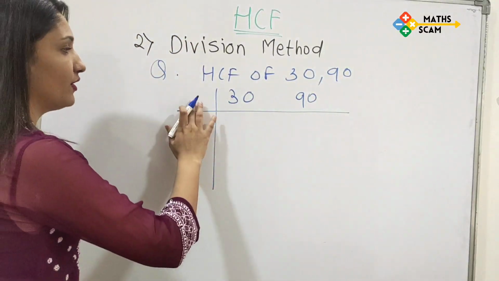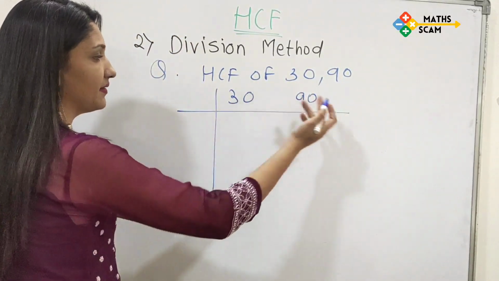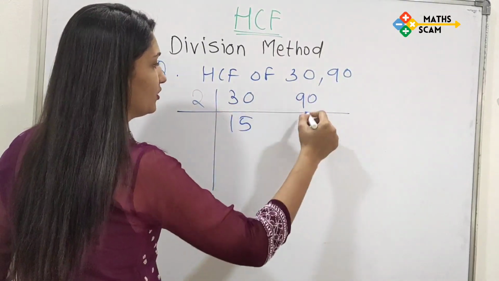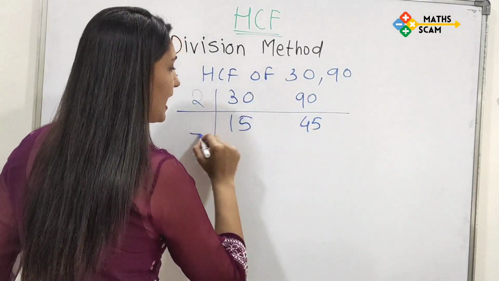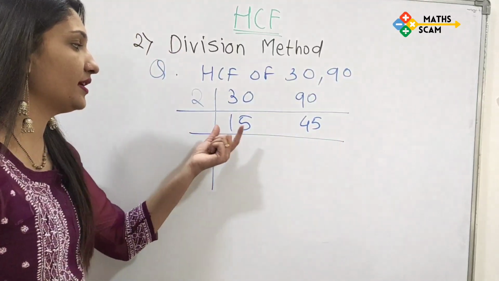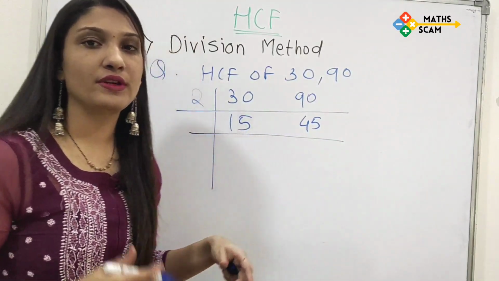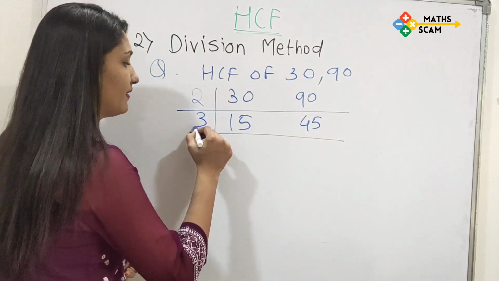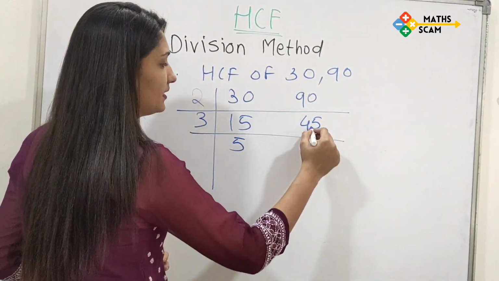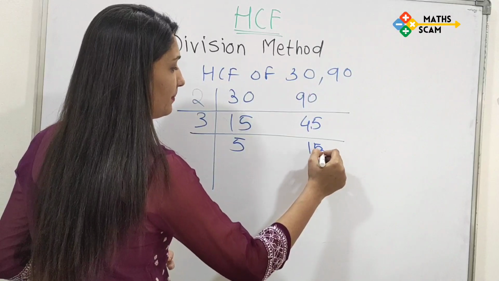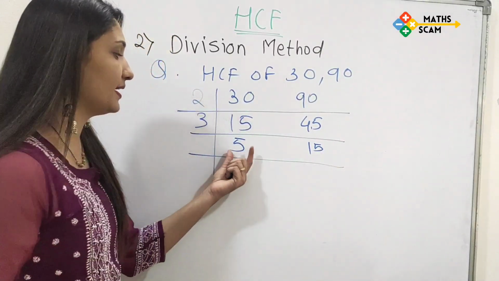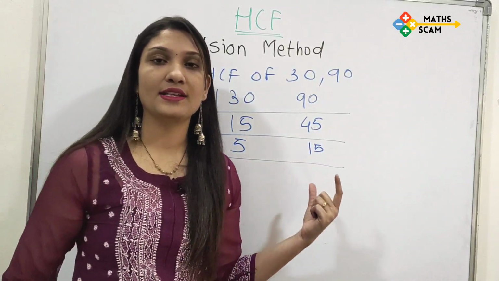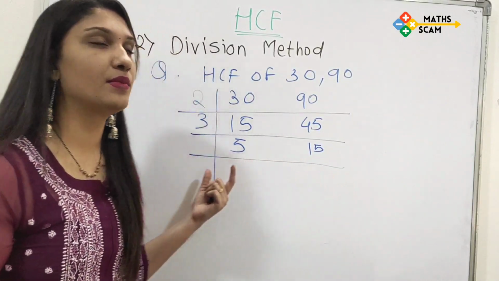First, the prime number that can divide both numbers is 2. So 2 15s are 30 and 2 45s are 90. Then 2 cannot divide 15 and 45, so we'll take the next prime number, which is 3. So 3 5s are 15, 3 15s are 45. Next is 5 and 15. 3 cannot divide 5.